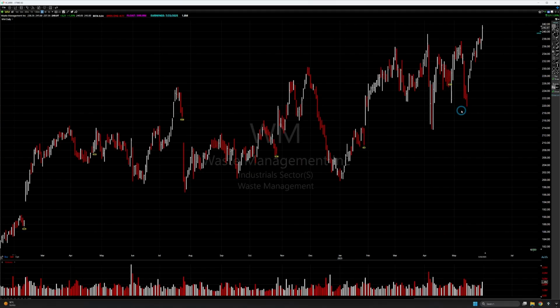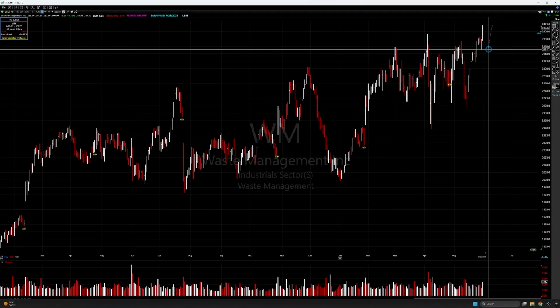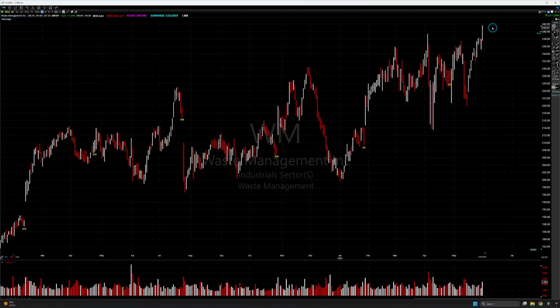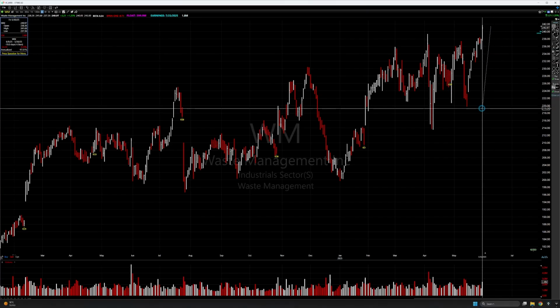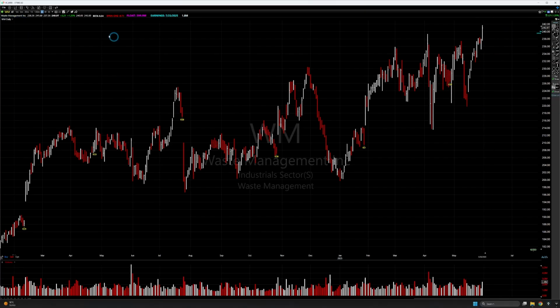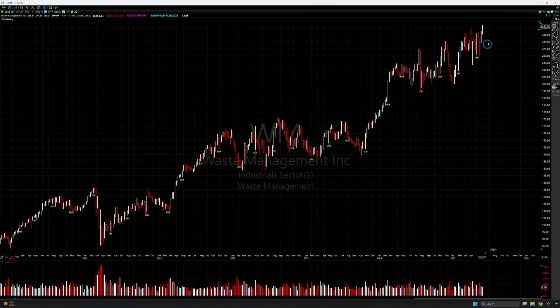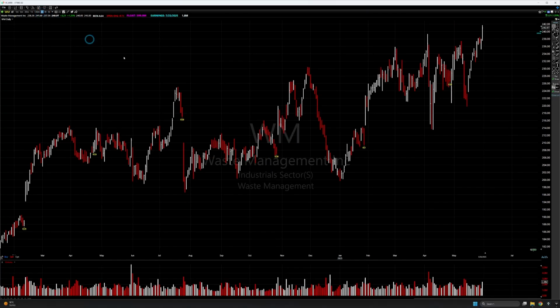Then we have Waste Management. This moved a little bit above the pivot right here. Again, you have a stop right around here, so it's just about 3%. Now you can be very, very conservative and place a stop all the way down here, but that's about 9%. But this one is making new highs, all-time highs, so really you don't know where it's gonna go.